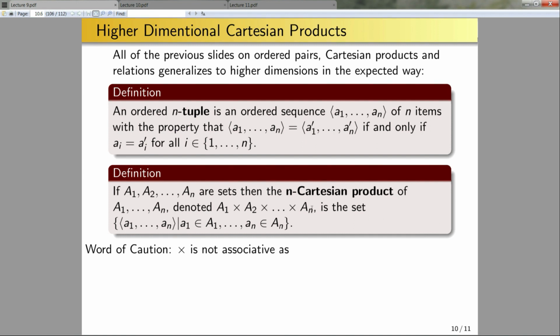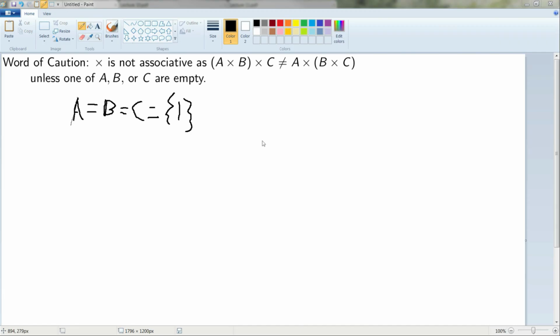So now, a word of caution here. The Cartesian product is not associative, since A cross B, in parentheses, cross C, is not equal to A cross, parentheses, B cross C, unless one of A, B, or C is empty. So to see why, let's look through an example. So in the case where A, B, and C are all the set that only contains the element 1, what would the cross product on the left-hand side look like?